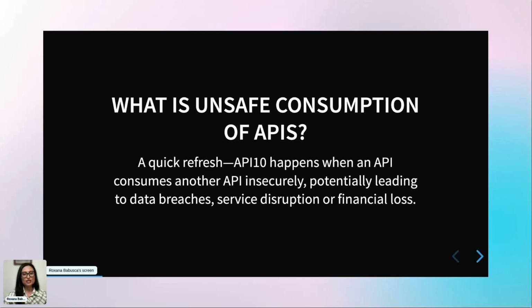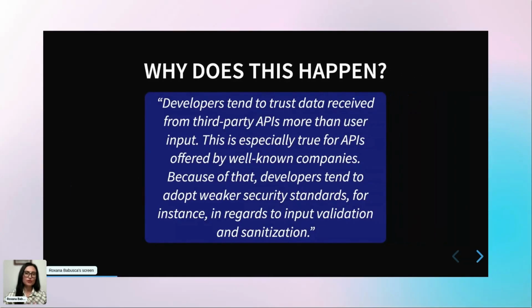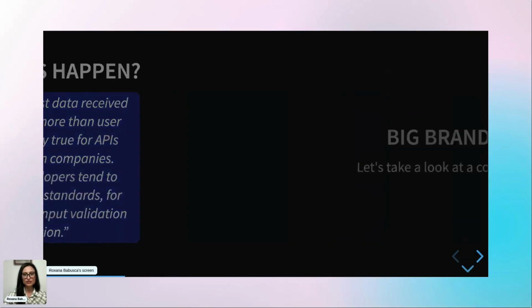So if a third-party API is compromised or vulnerable, it can lead to data breaches, financial loss, service disruption for the web application that relies on it. Now, why does this happen? According to the OWASP, developers tend to trust data received from third-party APIs more than they do user input. And this is especially true for APIs offered by well-known companies. Because of that, developers tend to adopt weaker security standards, for instance, in regards to input validation and sanitization.